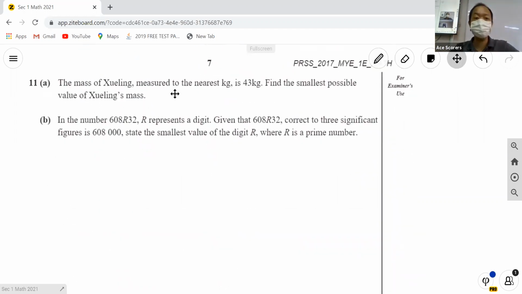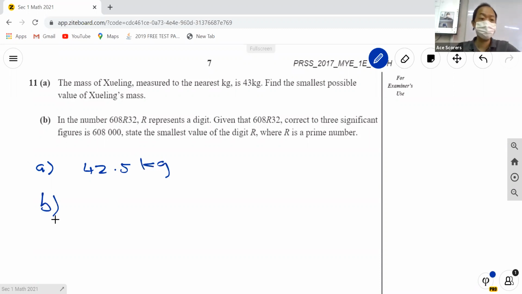The mass of Shilling measured to the nearest kg is 43. Find the smallest possible value of Shilling's mass. Okay, so this is estimation and rounding off, right? If the nearest kg is 43, and you want the smallest possible, it could be 42.5. Can it be 42.4? Cannot. So 42.5 kg, that's it. Part B, in the number 680R30, if you correct this to 3 decimal figures it is 608,000.